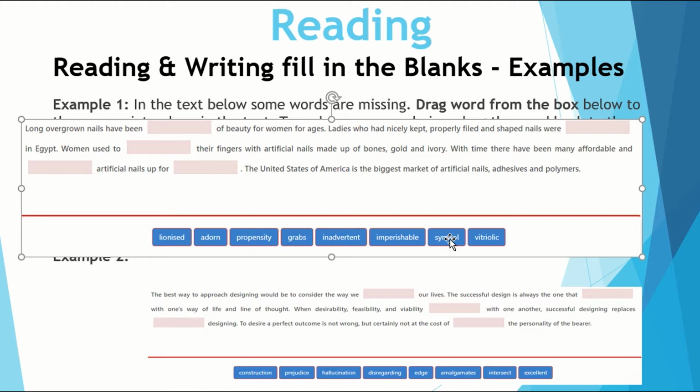Ladies who had nicely kept, properly filed and shaped nails were, what do you think? Were lionized in Egypt. Women used to adorn their fingers with artificial nails made up of bones, gold, and ivory. With time, there have been many affordable and imperishable artificial nails up for grabs. The United States of America is the biggest market of artificial nails, adhesives, and polymers.